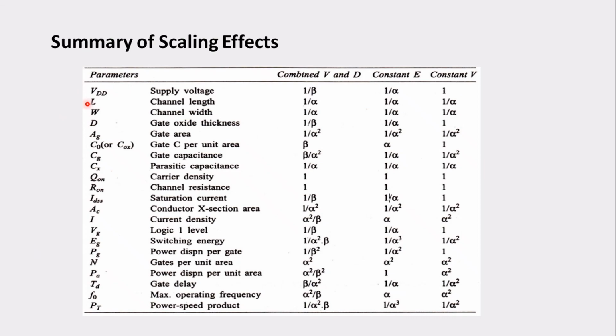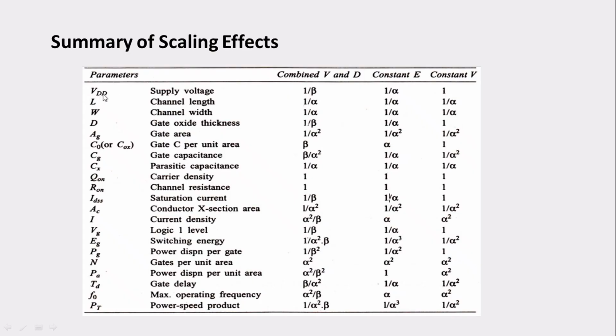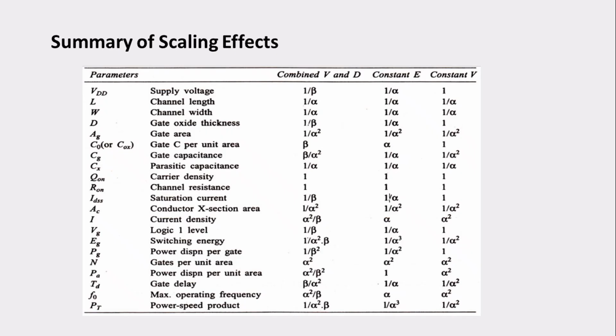Now, scaling down of VDD is nothing but scaling of the supply voltage. In 180 nanometer it might be working at 2 volt, but when you scale down to 90 nanometer technology, it might be working at 1.2 volt. In a similar way, channel length has been reduced from 180 nanometer to 90 nanometer technology. So these are the scaling factors which we need to consider.